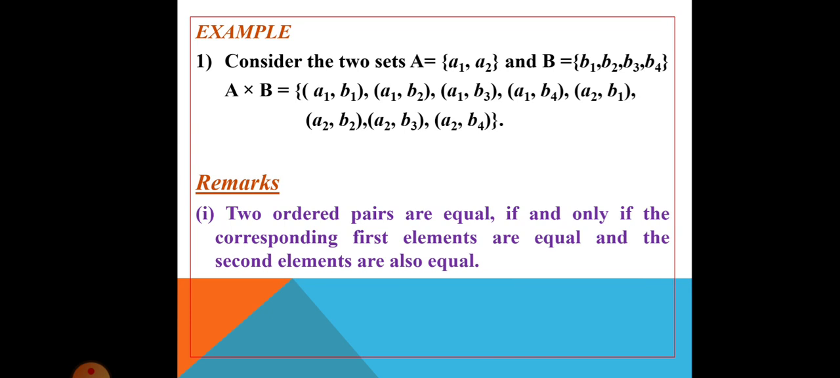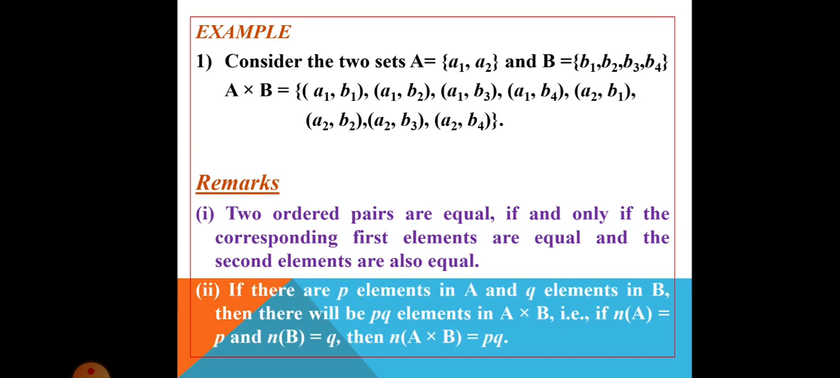We have some results on the basis of the definition of the Cartesian product of sets. First one: two ordered pairs are equal if and only if the corresponding first elements are equal and the second elements are also equal. That is, the first element of the first ordered pair is equal to the first element of the second ordered pair, and the second element of the first ordered pair is equal to the second element of the second ordered pair.